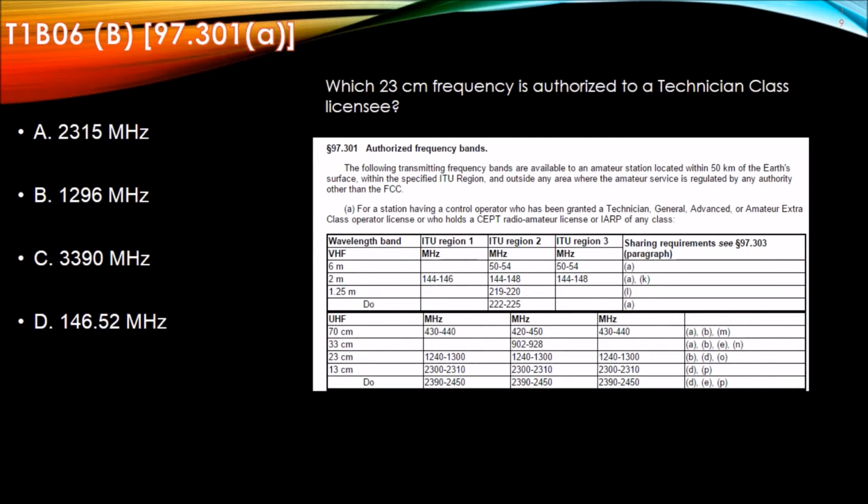And again, we turn to our authorized frequency bands, and we can see the 23 centimeter band covers primarily the 1240 through 1300 megahertz. And you'll also see that it is the same frequency range regardless of which ITU region you're in. So the range is 1240 through 1300 megahertz, which would make the answer to this question 1296 megahertz.